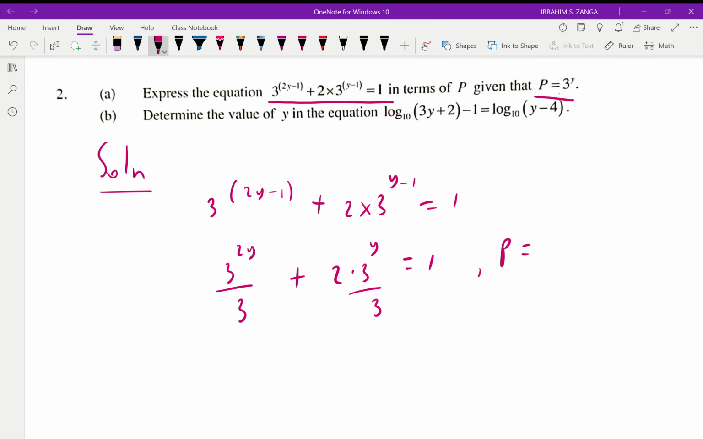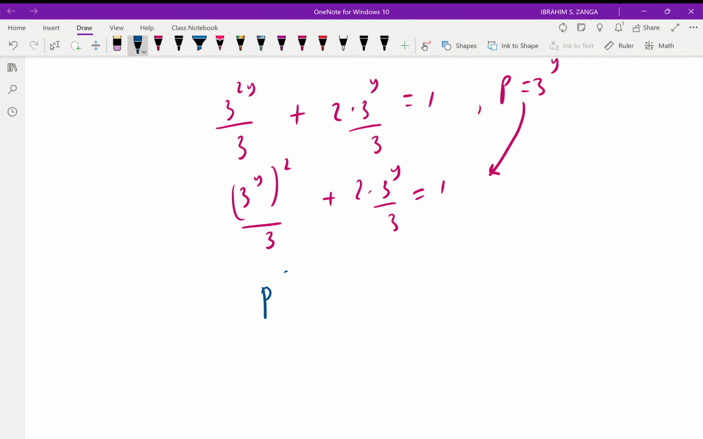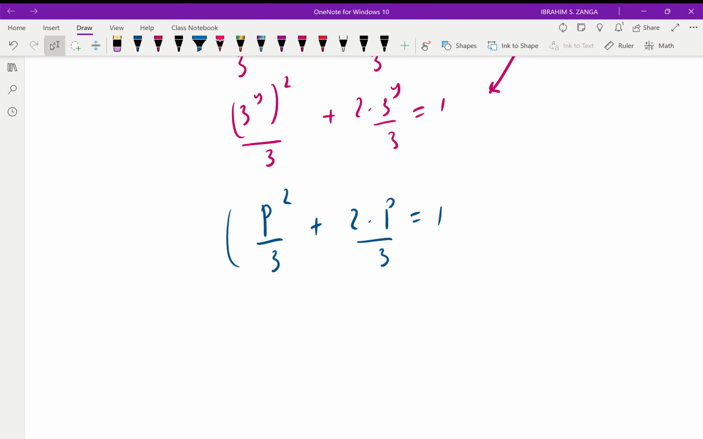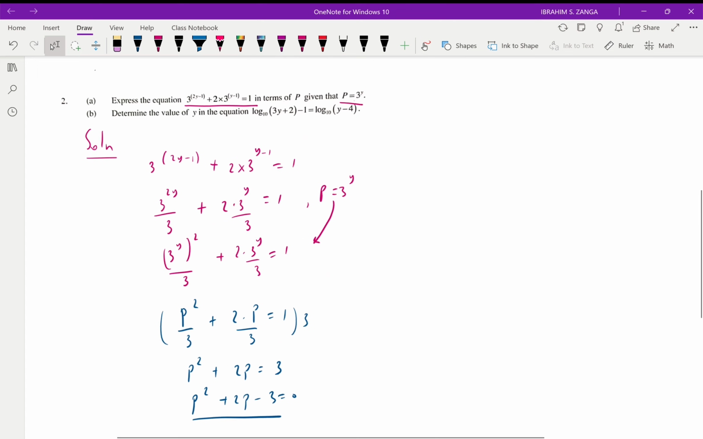And we are given that p equals 3 power y. So this is 3 power y squared over 3 plus 2 times 3 power y over 3 equals 1. Now we are going to substitute the value of p in the equation. So this will be p squared over 3 plus 2 times p over 3 equals 1. You can simplify further by multiplying by 3 throughout. When we do that, we get p squared plus 2p equals 3, which is equal to p squared plus 2p minus 3 equals 0. So that is the solution for question 2a.